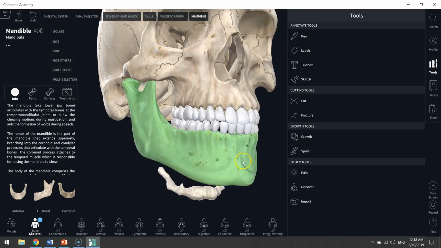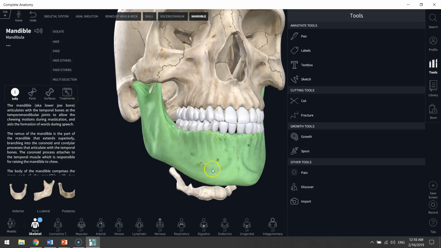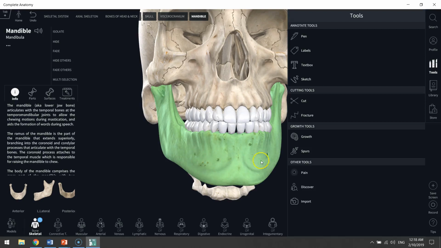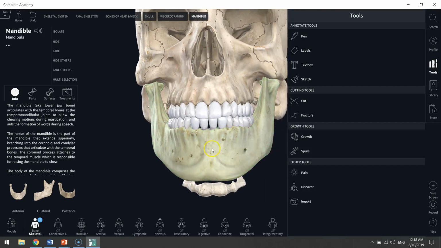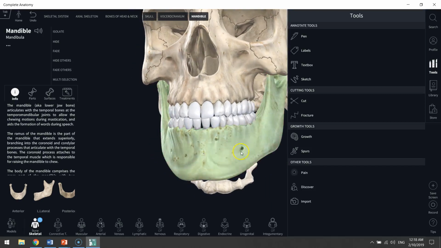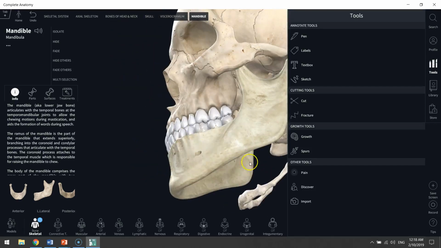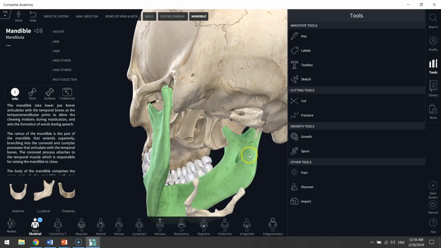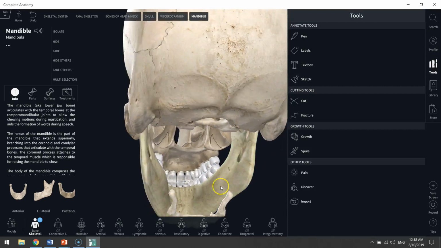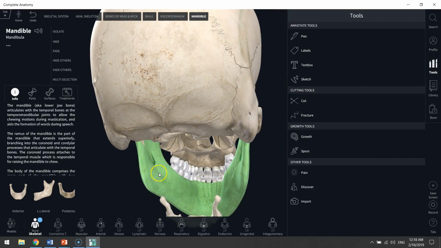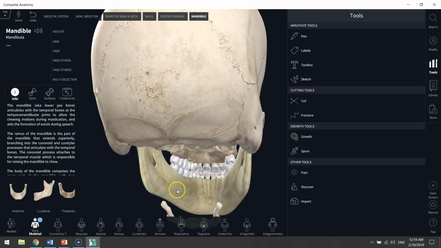Anterior is the mental protuberance, which forms your chin. Lateral to that are the mental foramina, which house the mental branch of the fifth trigeminal nerve. And inferior and midline is the mandibular foramen, which, as I said, houses another branch of the trigeminal nerve, which innervates the lower teeth.